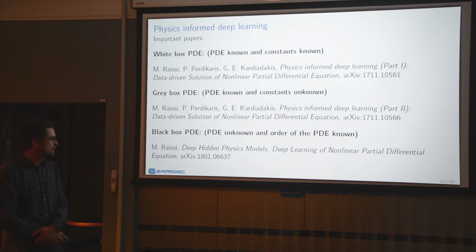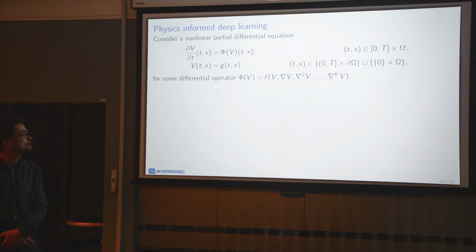And then there's a black box PDE. So then you don't even know the PDE. So you train the network to find the PDE from data. So this is the type of PDE. So time derivative plus some differential operator, which has this form. So it's a function of the function and its derivatives up to order k. There's boundary conditions. So this is the boundary condition on the spatial boundary, and this is the initial condition.